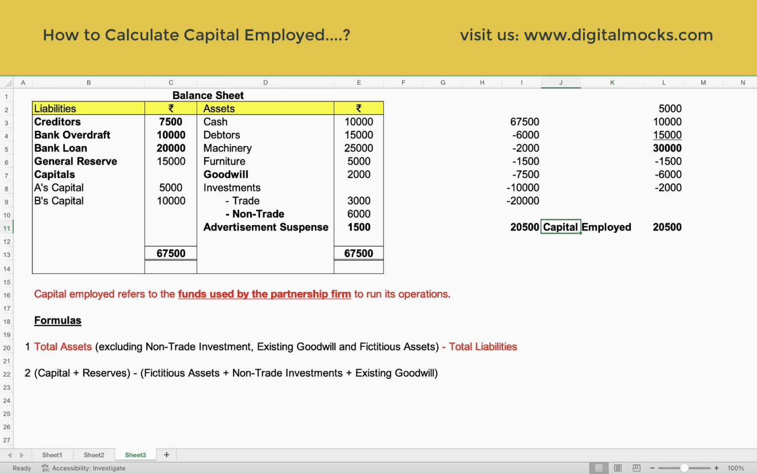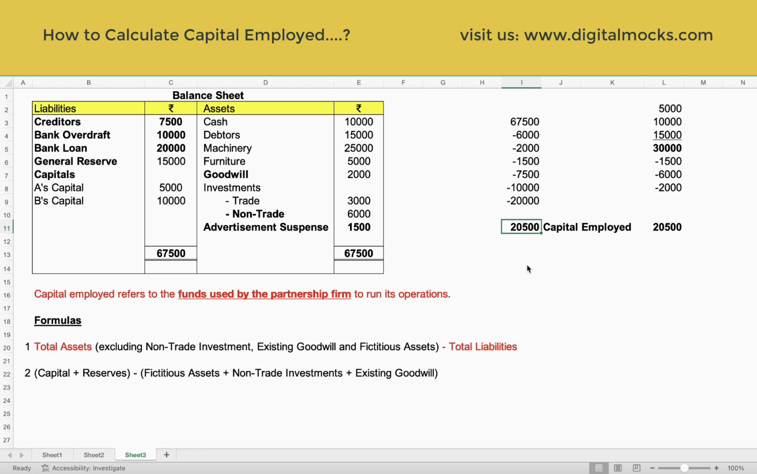So any of these two formulas you can use to find out the amount of capital employed, right? So which formula do we have to use? Actually it depends on the information given in the question. So we need to see what kind of information is given in the question, and based on that we will decide which formula to use, formula 1 or formula 2. So you use any one of these two formulas, the answer will be the same. So our capital employed is how much? 20,500, right?